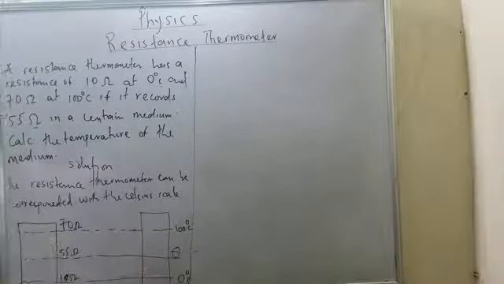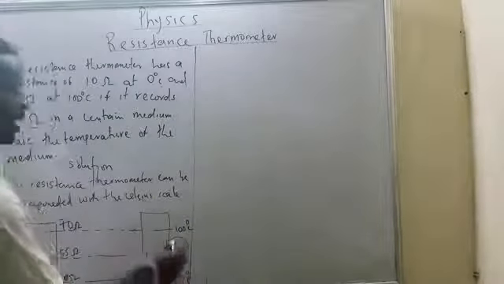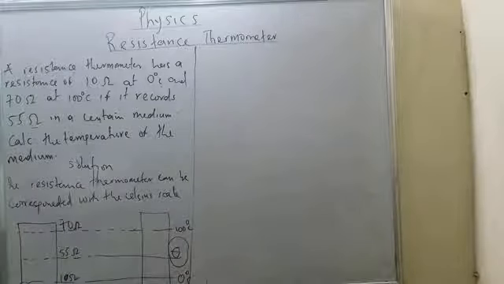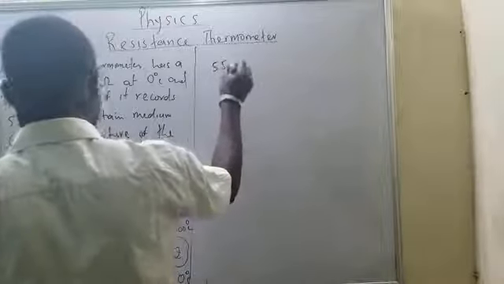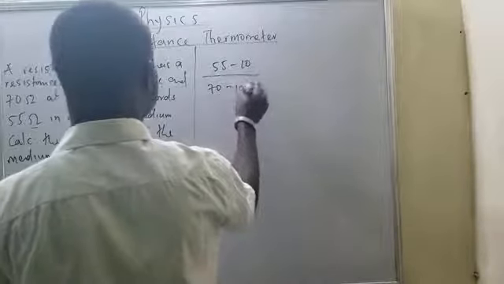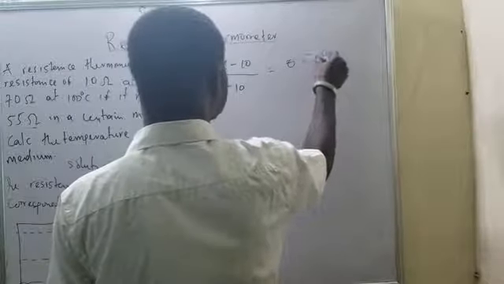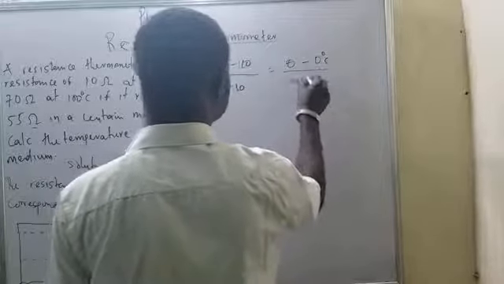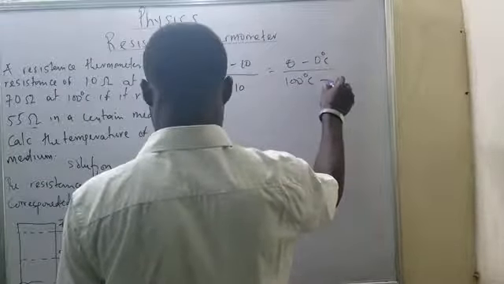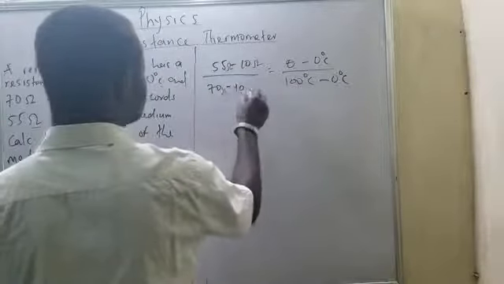Now, what we are looking for here, let me call it theta. I use theta to denote the unknown here. It's here that I'm working towards, which is what I'm looking for. And I told you that it is final minus initial. What is my final? It means here minus here. So I'll be having 55 minus 10 divided by 70 minus 10, equals theta minus 0 degrees Celsius divided by 100 degrees Celsius minus 0 degrees Celsius. That is, we are talking about ohms, ohms, ohms, ohms.